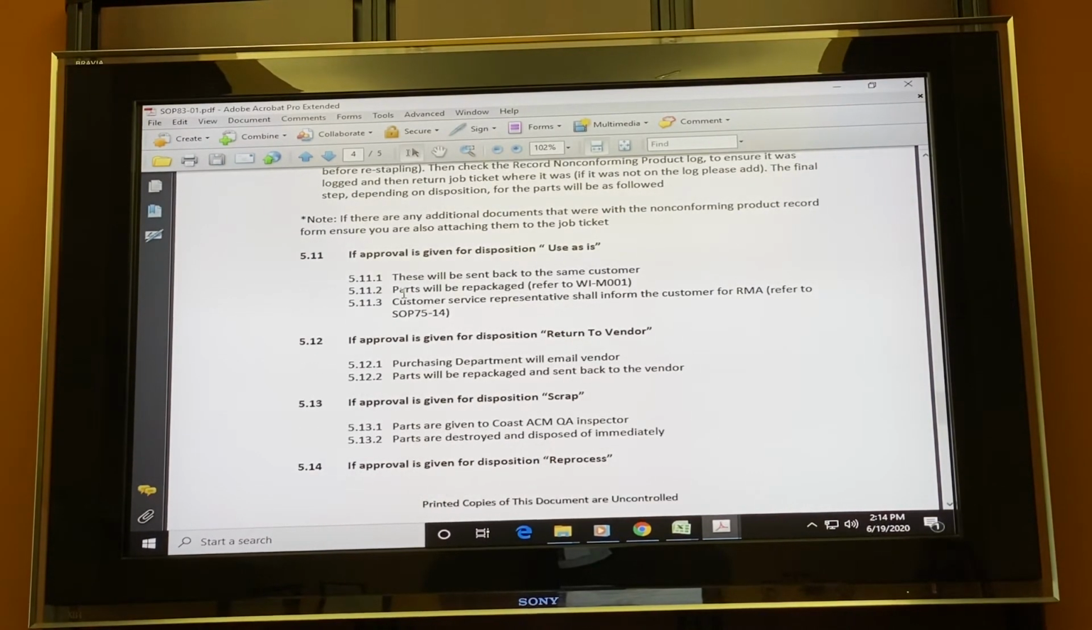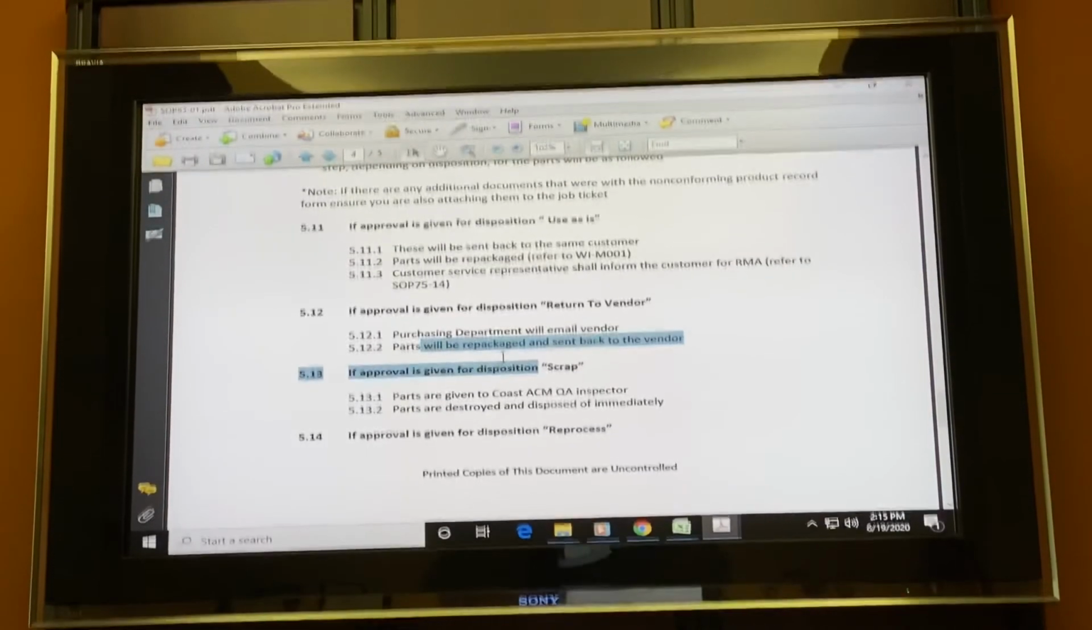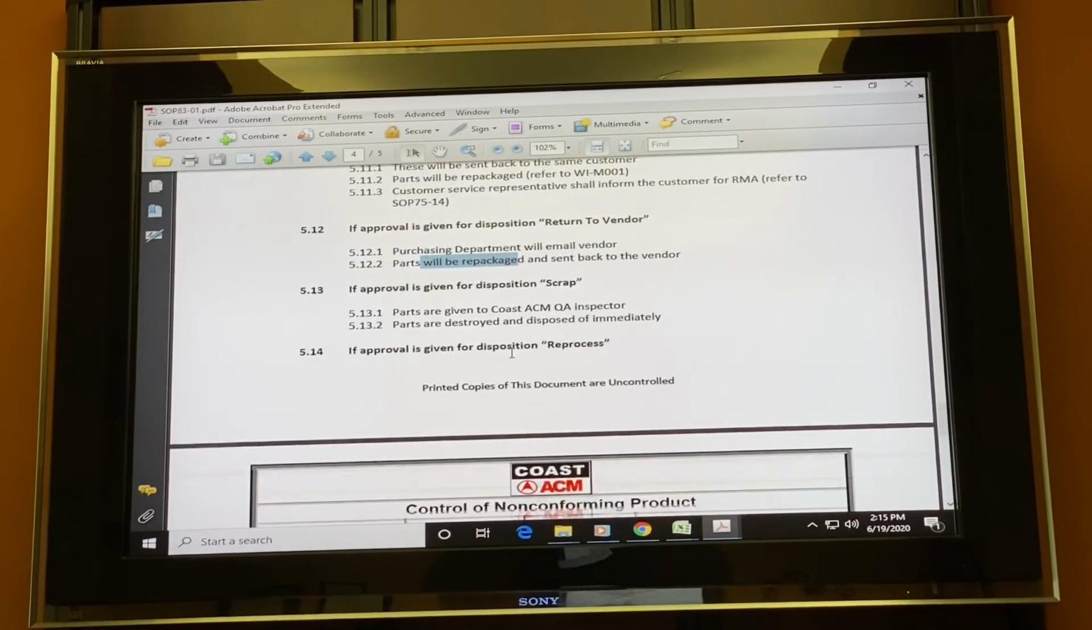If approval is given for disposition as used as is, these will be sent back to the same customer. The parts will be repackaged. The customer service representative shall inform the customer for the RMA. So again, this one is just for purchasing or Priscilla. If approval is given for the disposition of return to vendor, the purchasing department will email the vendor. The parts will be repackaged and sent back to the vendor.